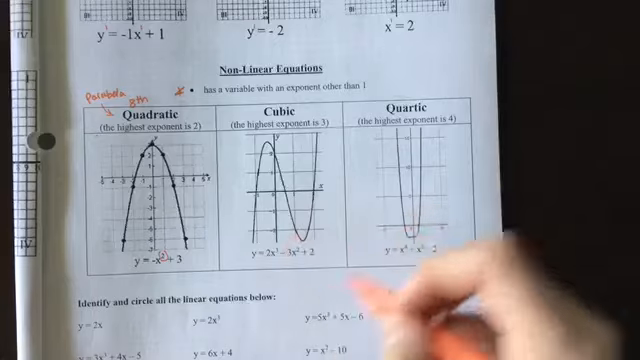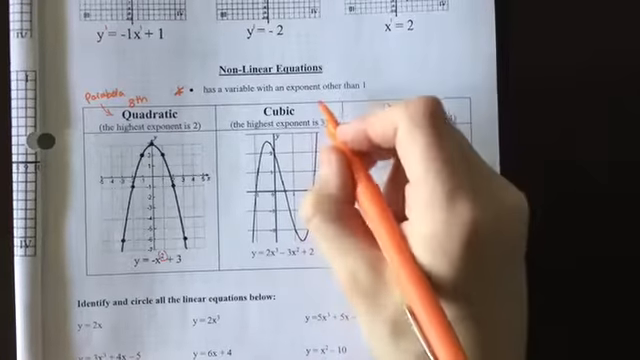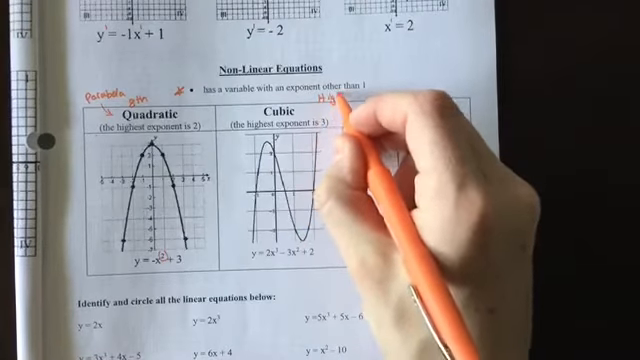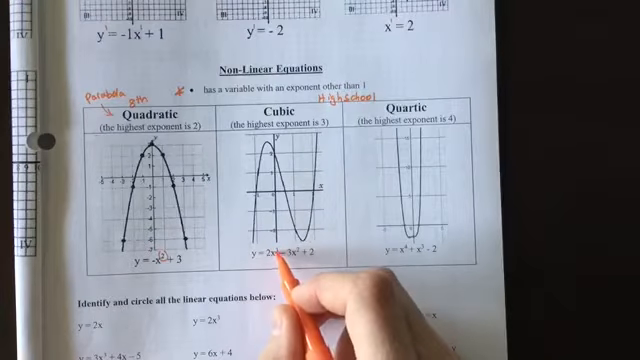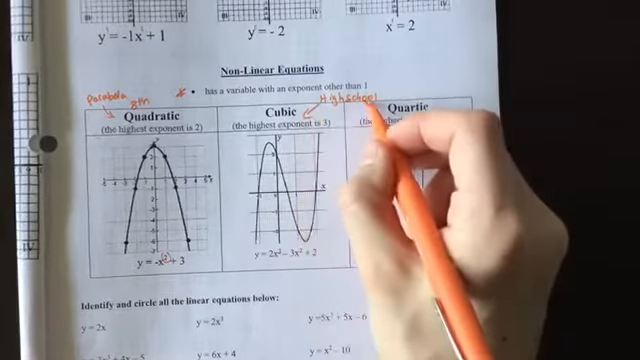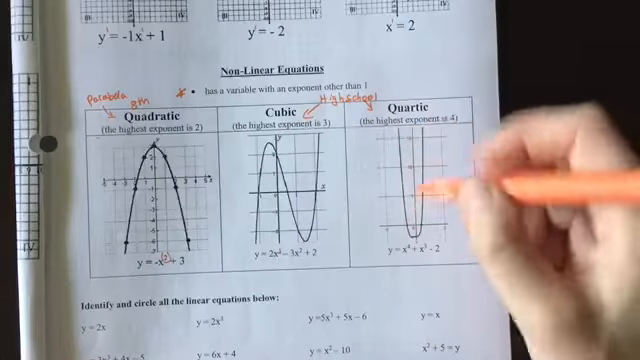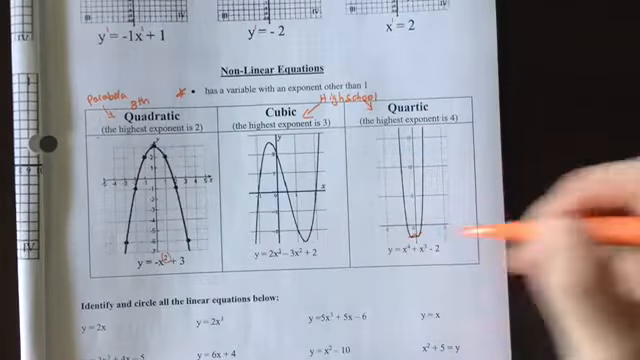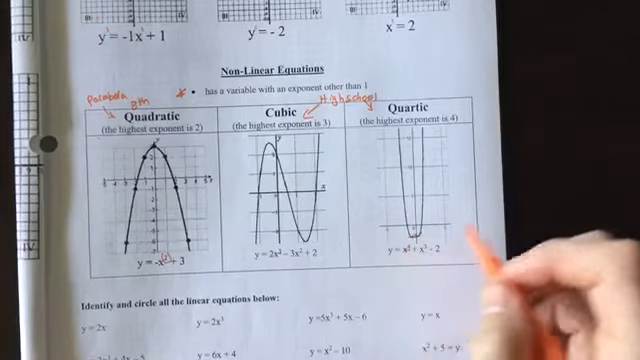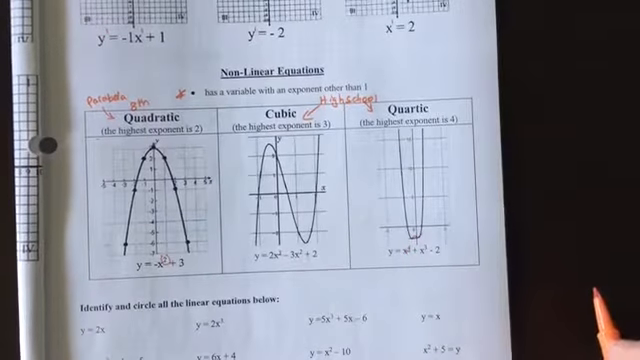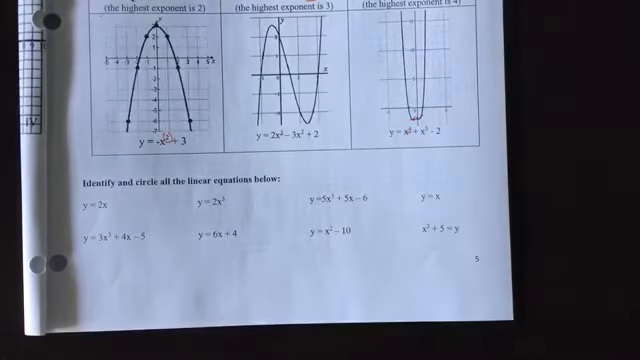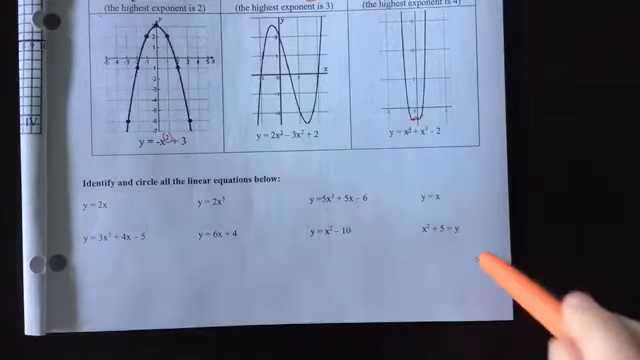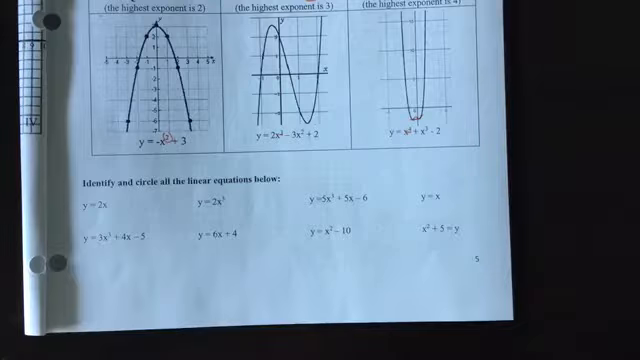Our cubic, which gives us a nice curve, you'll study more in high school. Right? And the cubic has a highest exponent of 3. And then our quartic, which winds up making almost like a U shape, and sometimes there's a little curve in there, has the highest exponent of 4. Okay, so down here, we're just going to identify and circle all the linear equations below. So pause the video, do it yourself, and then come back and check.